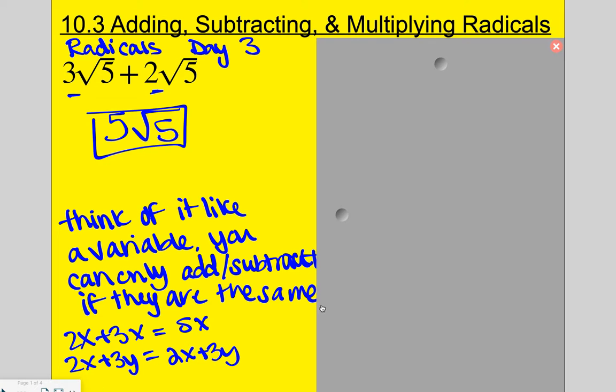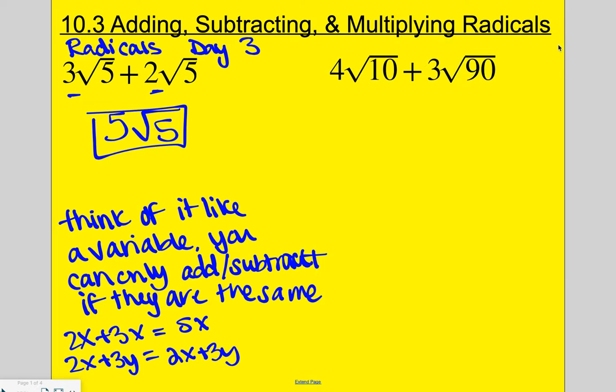Okay, our next problem. So we have 4 square roots of 10 plus 3 square roots of 90. Well, first thing we need to do is simplify our radicals. So let's take this piece apart. If we go on our factor sheet, 90 is equal to 9 times 10. So 3 square roots of 90 is 3 square roots of 9 times 10.